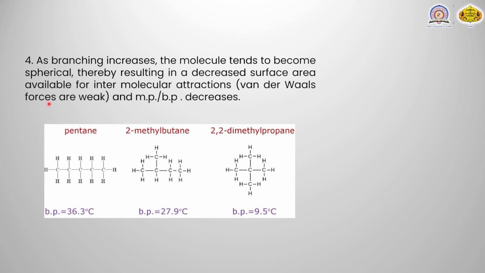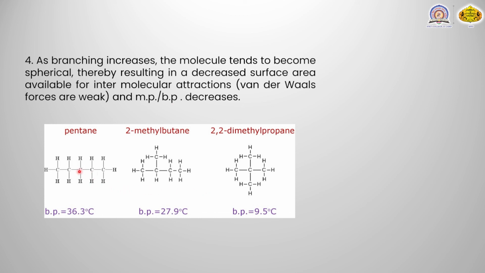As the branching increases, the molecule tends to become spherical, that is, the shape of the molecule changes. This results in a decrease in the surface area available for intermolecular interaction. So van der Waals forces are weak in that case. So melting point and boiling point decrease as the branching increases. We will see this in these examples.